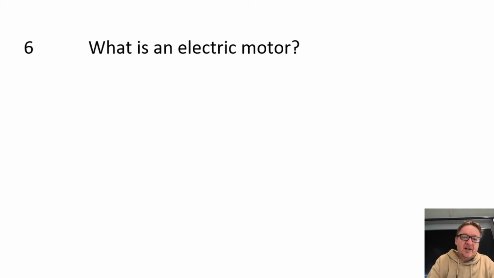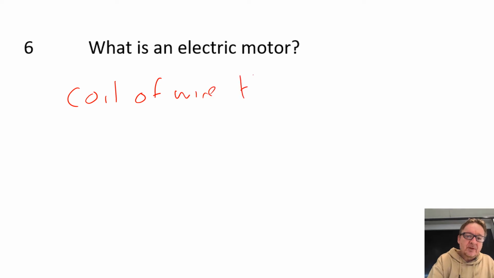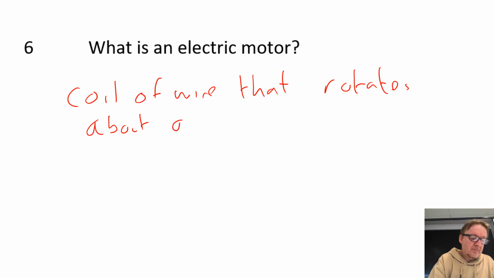What is an electric motor? It is a coil of wire that rotates about an axle. It's just a coil of wire and literally it spins around on an axle.